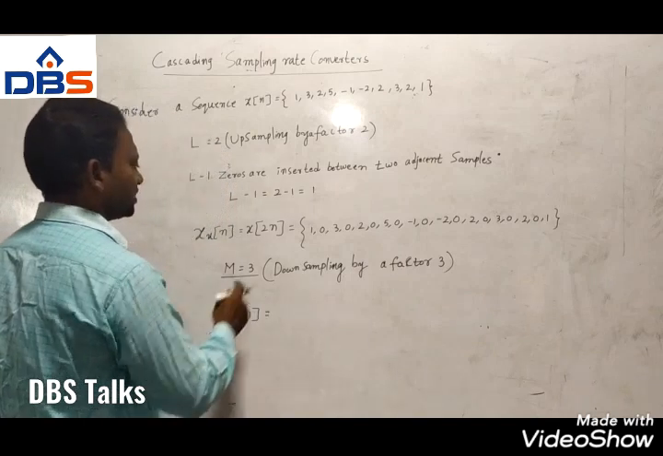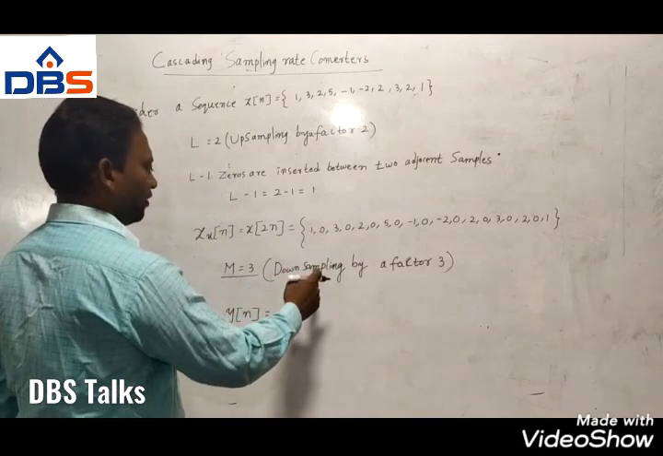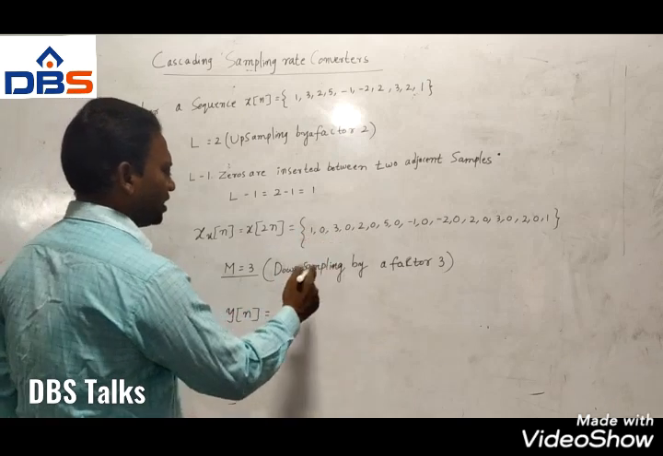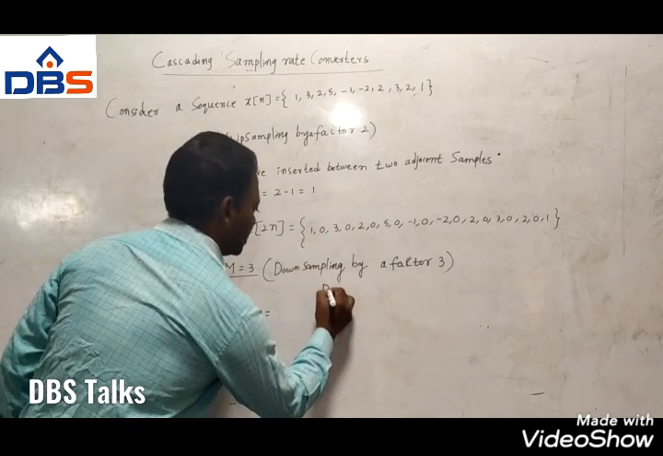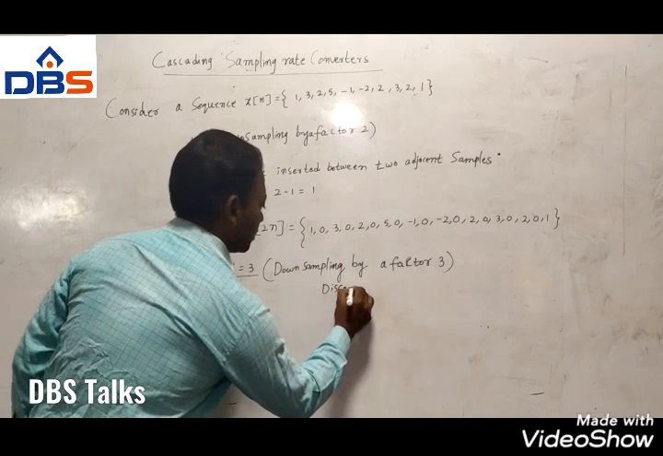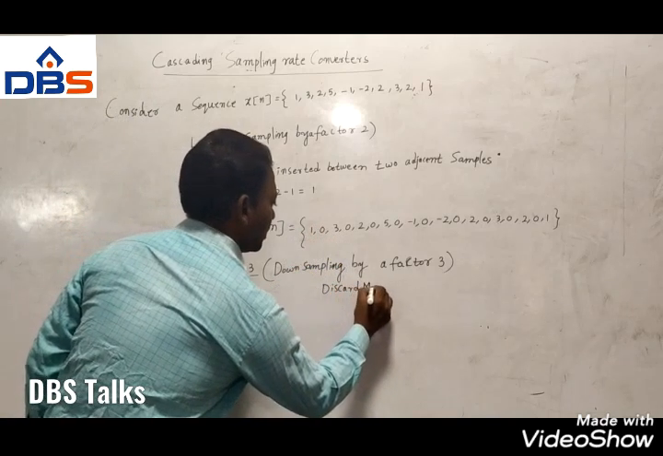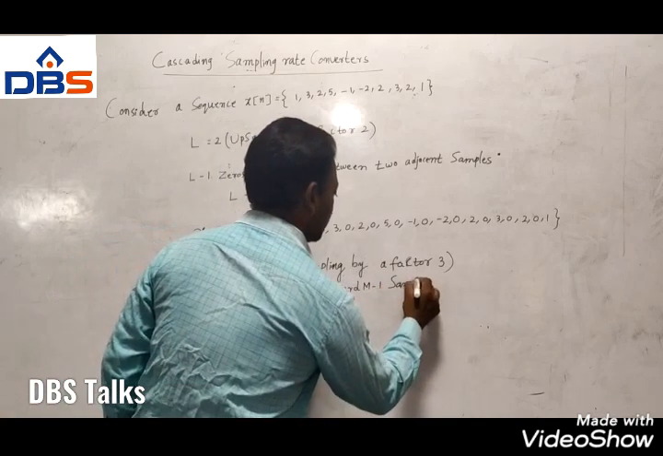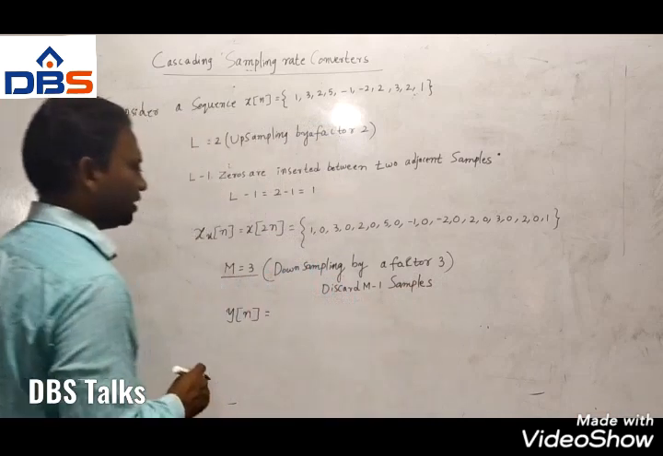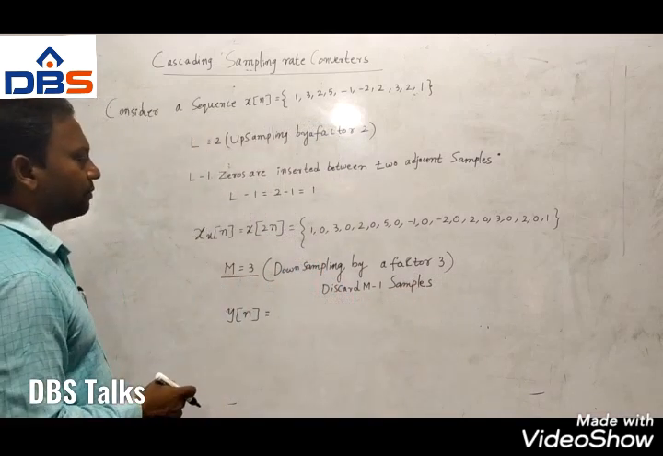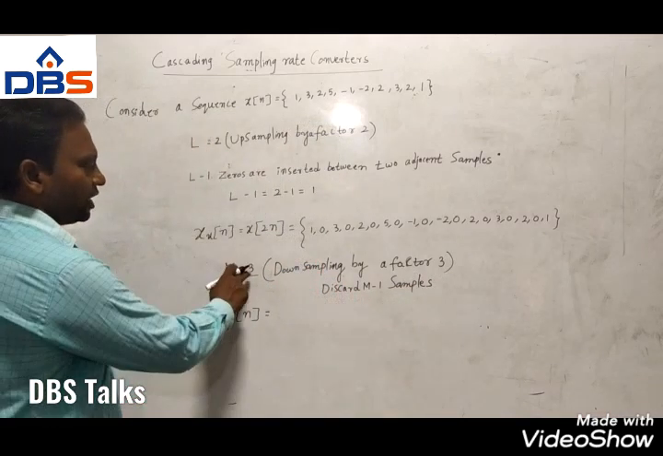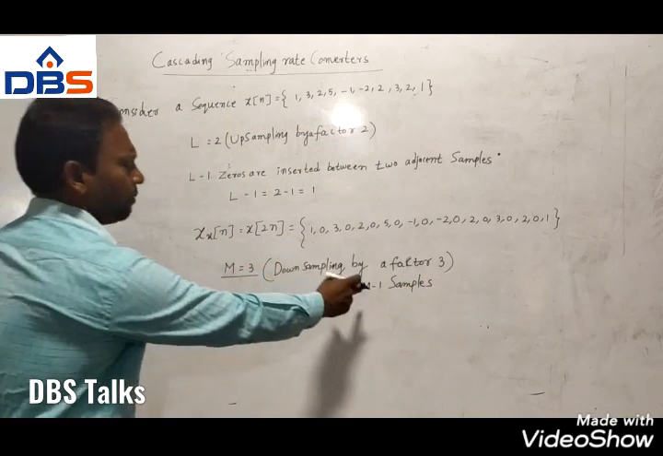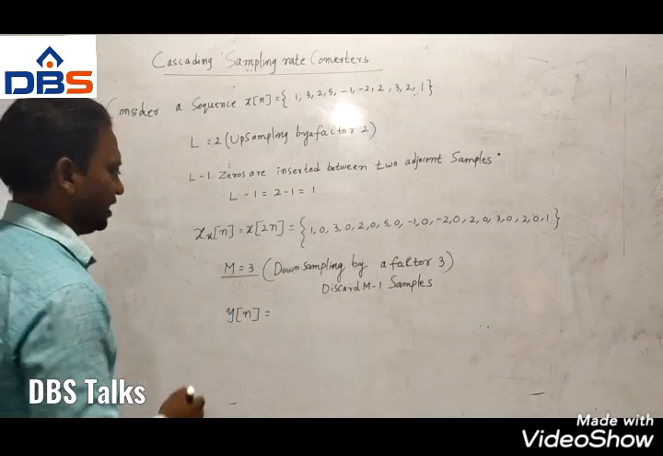What is the meaning of downsampling? So we discard M minus 1 samples. That is the meaning of downsampling. So M minus 1 samples, where M is equal to 3 here, means 3 minus 1, 2 samples we have to discard.